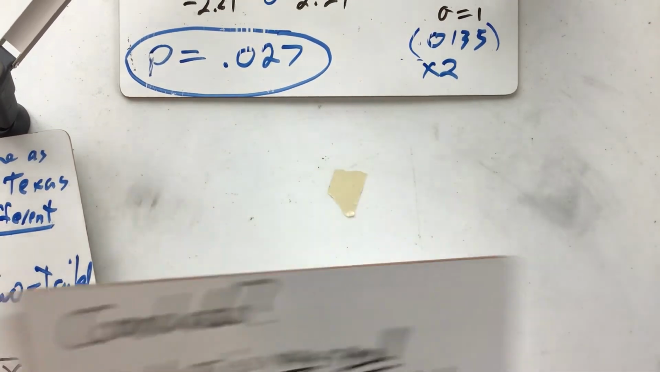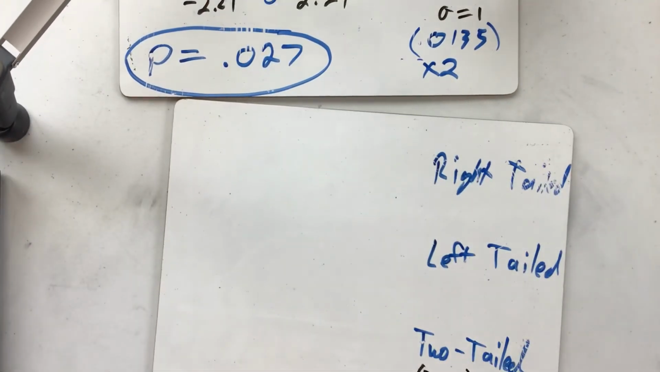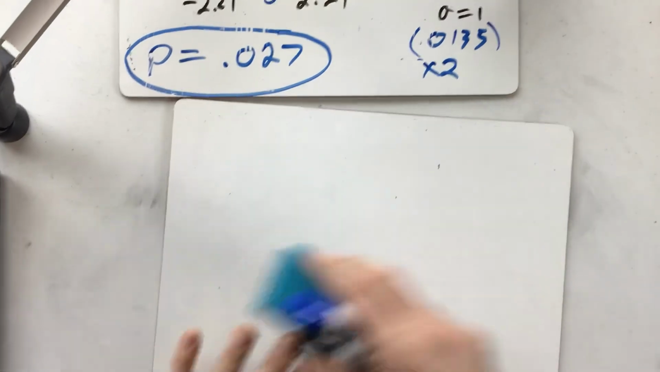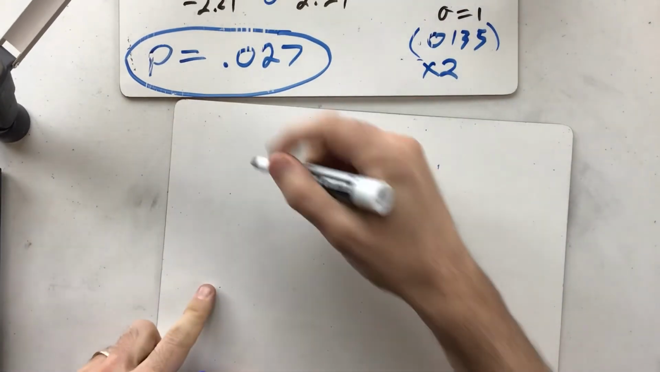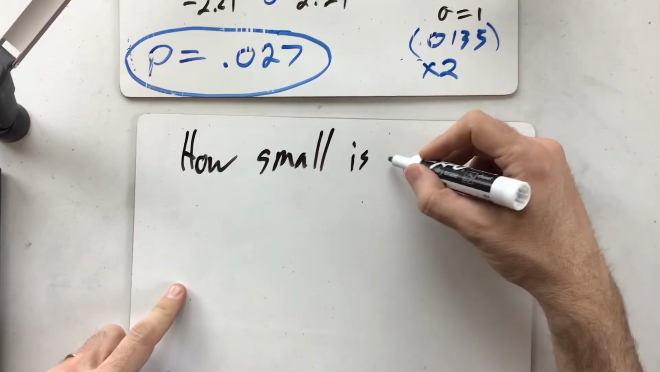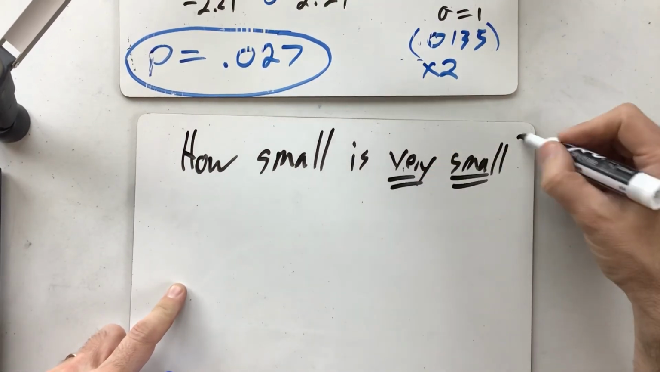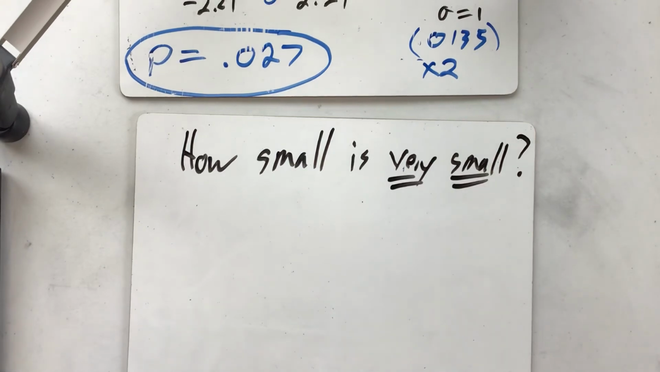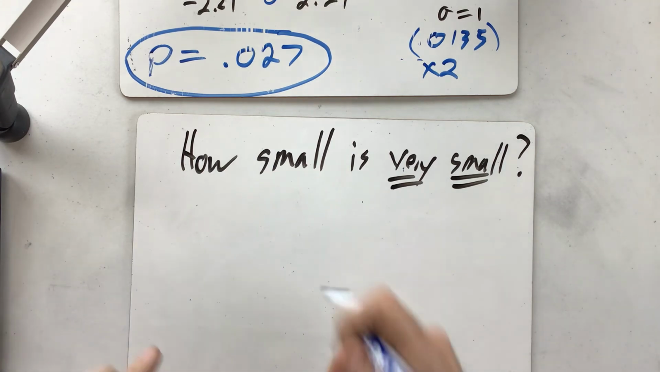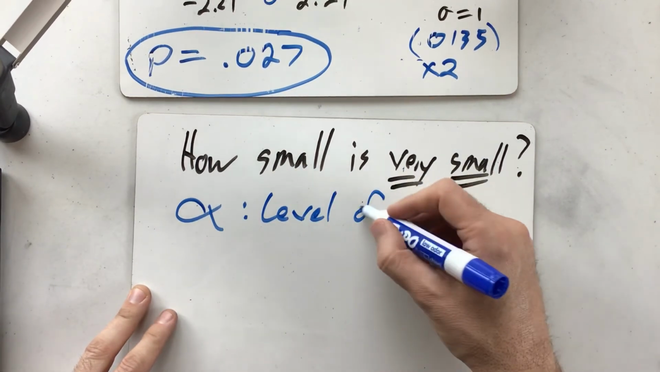Okay, this brings us to an important question: how small is small enough? How small is very small? Well, the answer is it's a judgment call, and it depends on every person and every situation. But this is what we call alpha. Alpha is the level of significance.